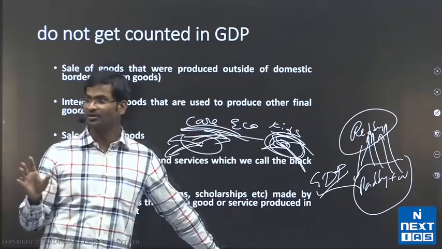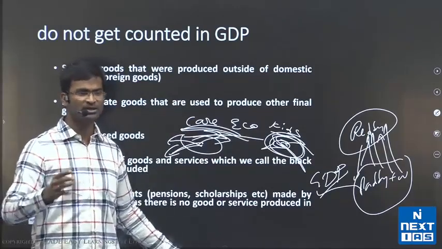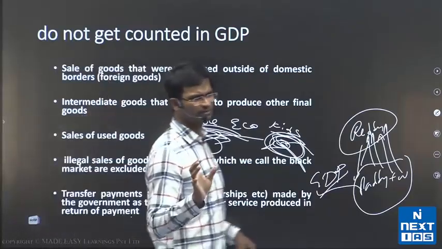So begging income is not added to GDP. I hope you got the idea of what is added to GDP and what is not added to GDP. Now what about GNP? Very simple.